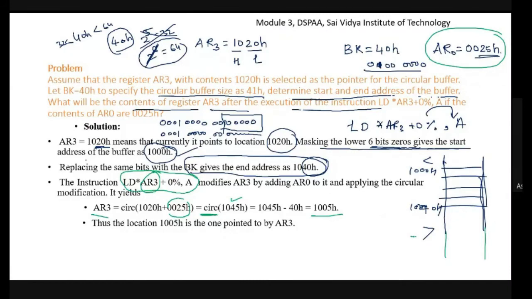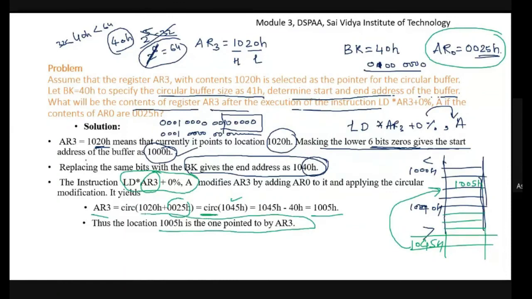After performing the addition, the updated index is, see here, 41, 42, 43, 44, and this is 1045 hexadecimal. So I must get back to the range here, that is 1005 hexadecimal. So thus the location 1005H is the one pointed to by AR3. That is, AR3 is now pointing to 1005 hexadecimal. Is this clear?